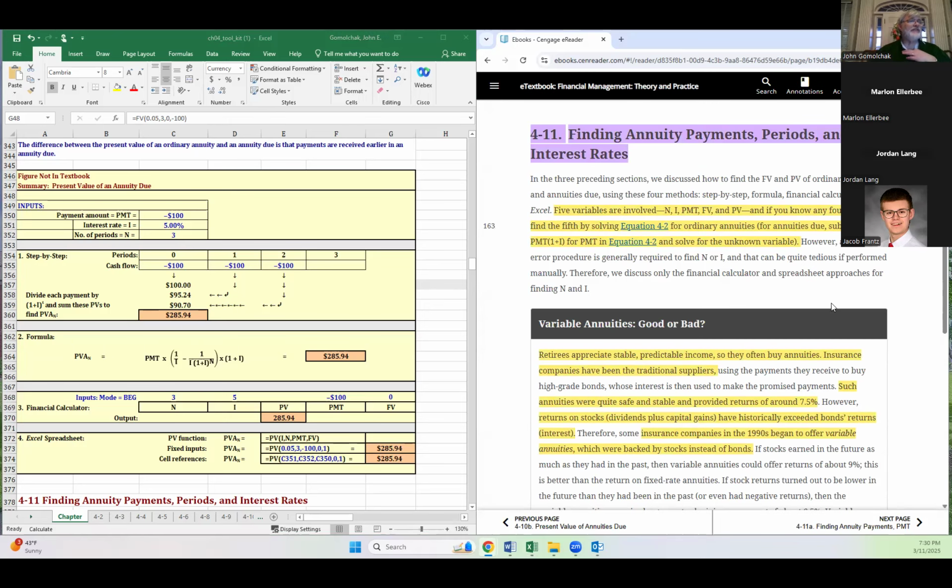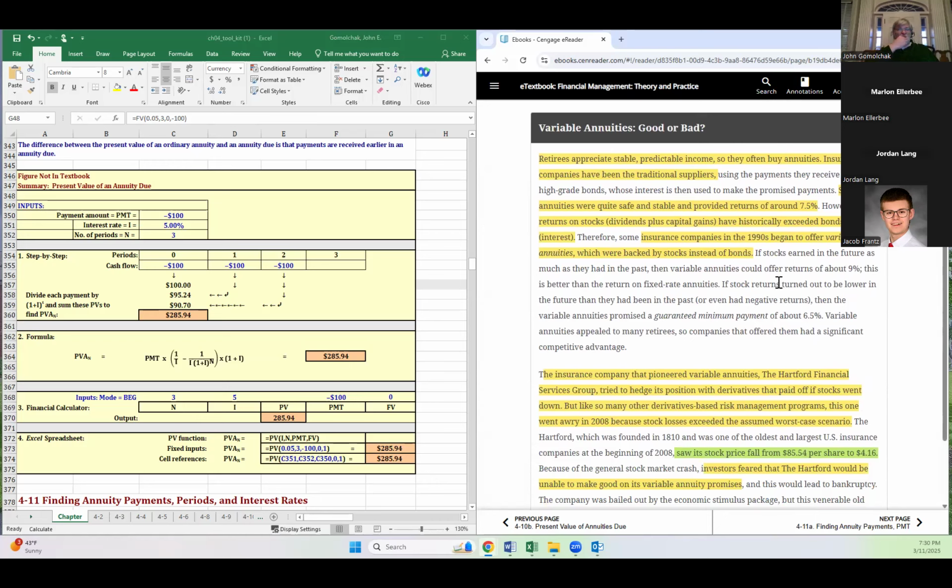Finding annuity payments, periods, or interest rates. There are 5 variables involved. N is the number of periods, I is the interest rate, PMT is the payments, FV is future value, and PV is present value. If you know any 4, you can find the 5th by solving equation 4.2 for ordinary annuities. For annuities due, there's a similar equation. However, a trial and error procedure is generally required to find N or I.